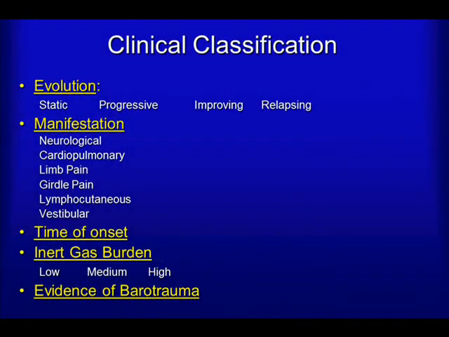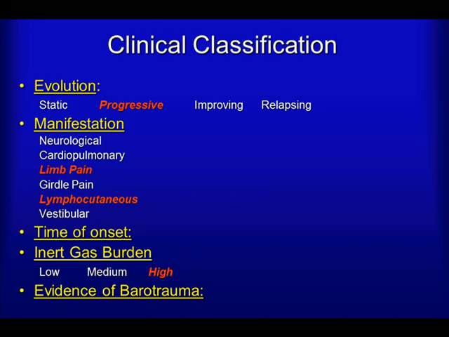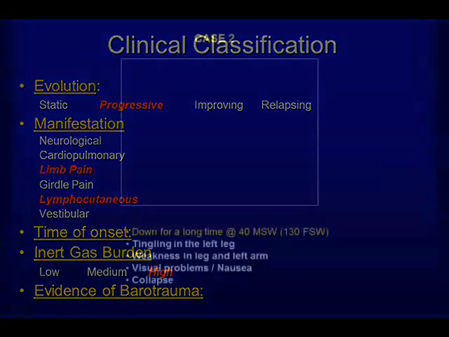Using the Francis classification, if communicating this condition to a diving physician or making a note in the chart, it would be described as acute, progressive limb pain and lymphocutaneous decompression illness with a short time of onset, high gas burden, and no evidence of barotrauma.